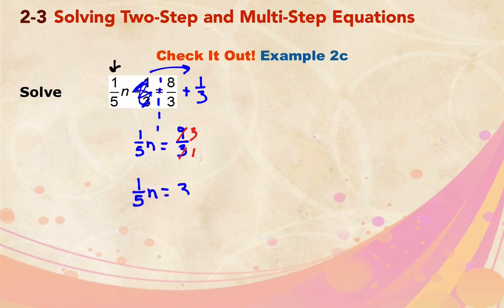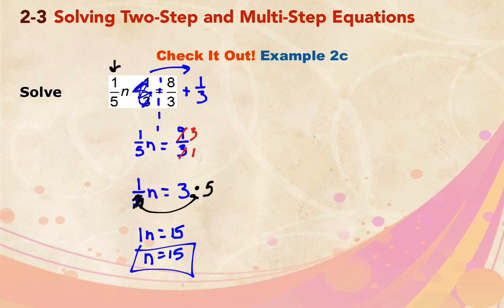5n equals 3. And I'm going to just bring this over here, change that negative, or divide by 5 to a multiply by 5, get rid of that, and I'm left with 1n is 15, or just n equals 15. Hope you're catching on. I hope this isn't going too fast for you.